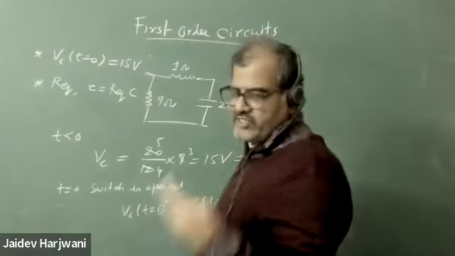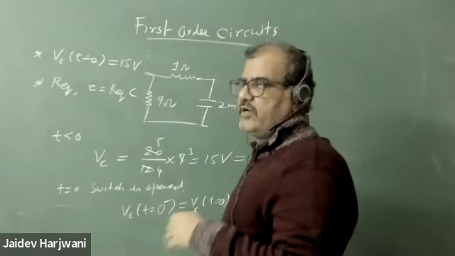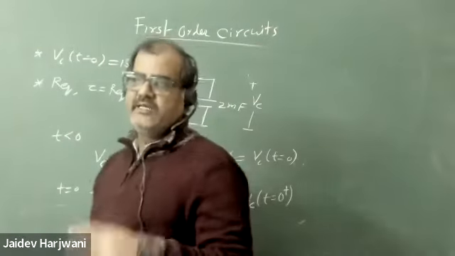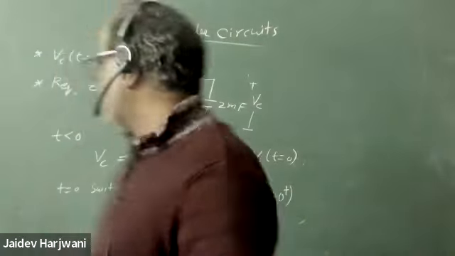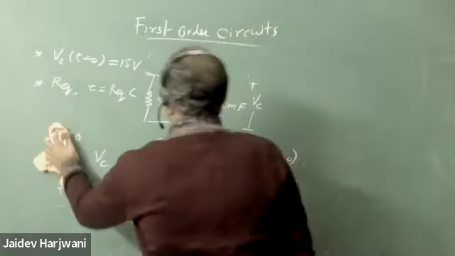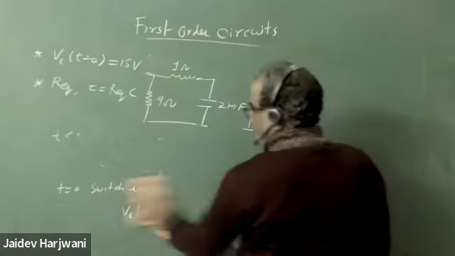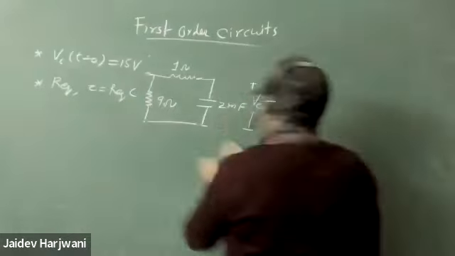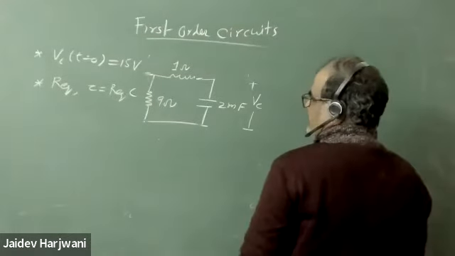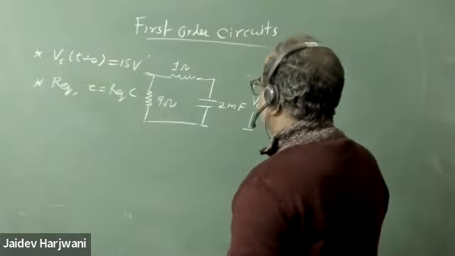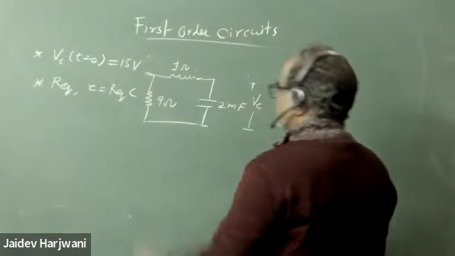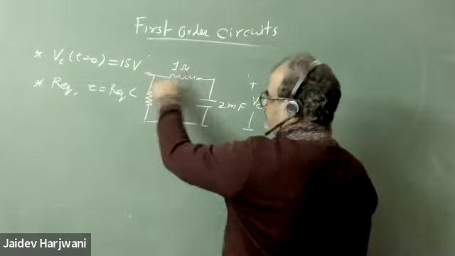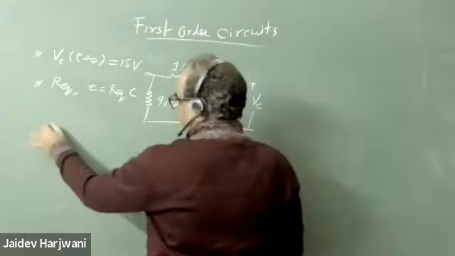So the equation we are applying, V is equal to V naught e power minus t by RC, is only applicable to a source free circuit. So now I need to calculate what is R equivalent. These two resistances are in series, 10 ohm, so R equivalent is just 10 ohm.